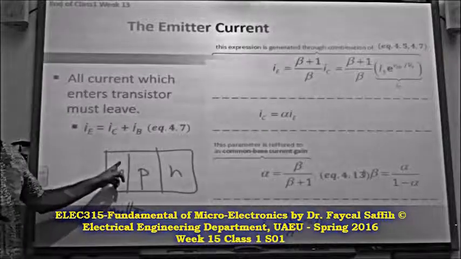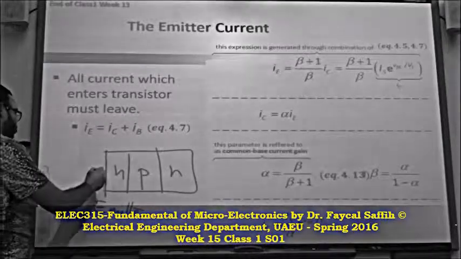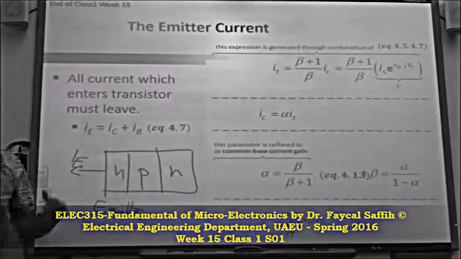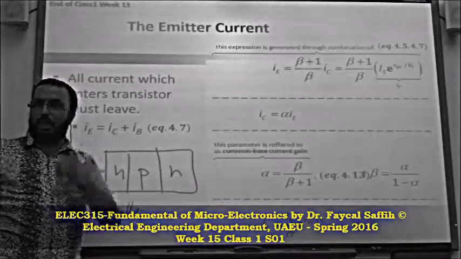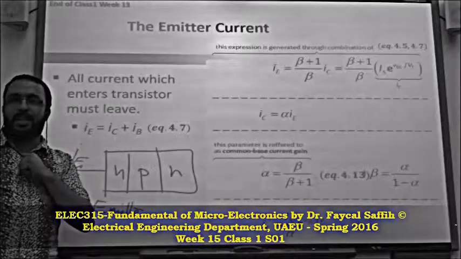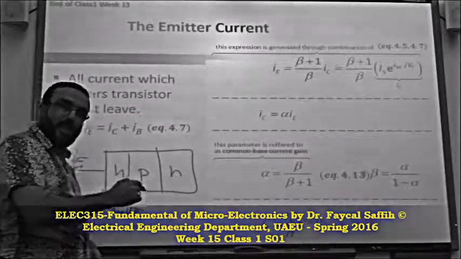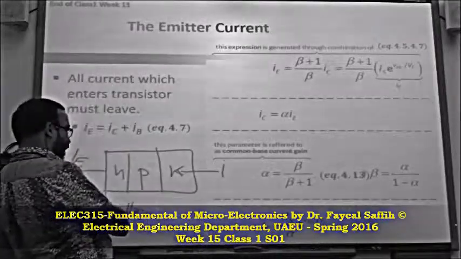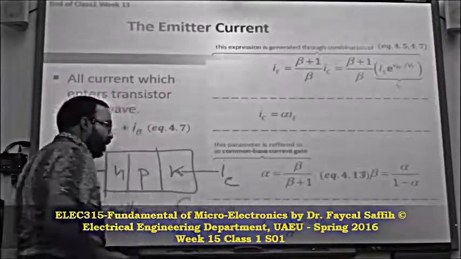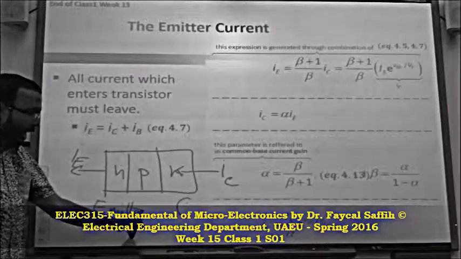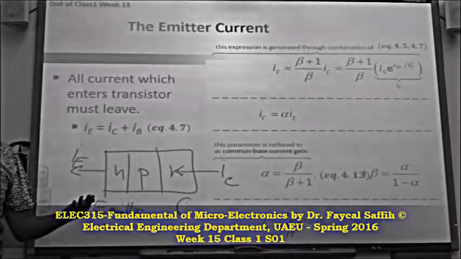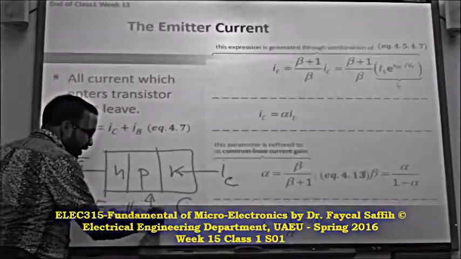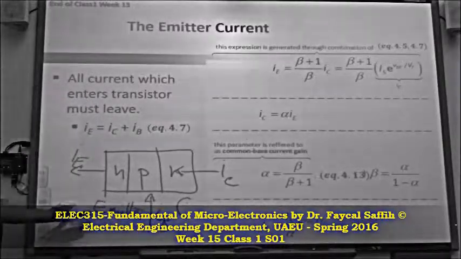So that means the current will have to leave. Very good. So this is IE. And the collector collects the electrons, that means the current has to leave. So this is IC. Very good. And we said that IB, which is of the positive holes, comes in. So this is IB.